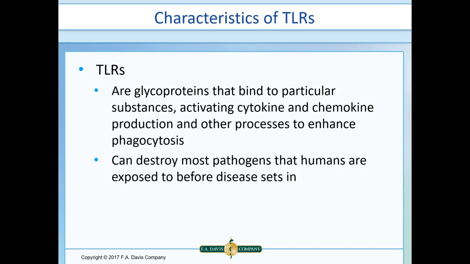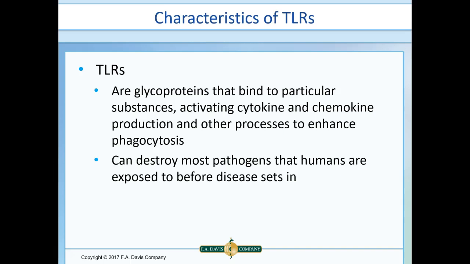Some of the characteristics of those toll-like receptors: they're glycoproteins that bind to certain substances. They activate cytokine and chemokine production and other processes to enhance phagocytosis. Some of the cells release these cytokines or chemokine chemicals out into the bloodstream. And what those do, and they sound like what they do, cytokines get the cells, chemokines are chemicals that draw them in. So once those are released from the cells into the general area of inflammation, it calls in all of those other cells to come and help.